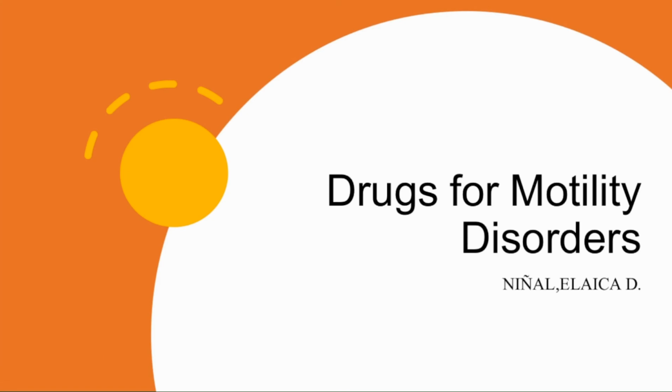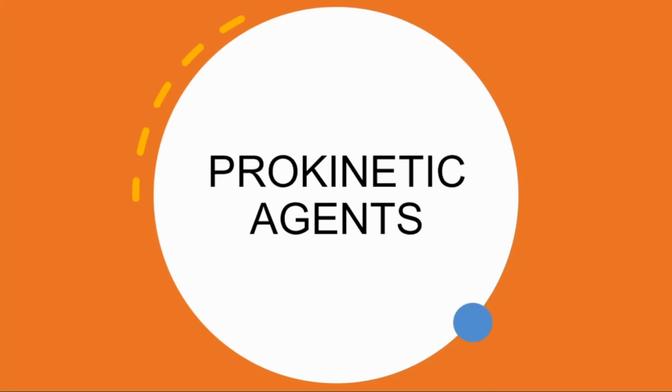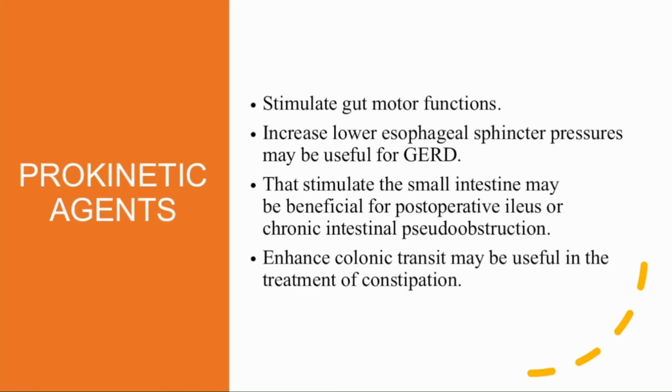Drugs for motility disorder. The first classification of drugs for treatment of motility disorders are the prokinetic agents. These stimulate gut motor functions. They increase lower esophageal sphincter pressure, which may be useful for the treatment of GERD. They also stimulate the small intestine, which may be beneficial for post-operative ileus or chronic intestinal pseudo-obstruction, and enhance colonic transit, which may be useful in the treatment of constipation. These prokinetic agents are metoclopramide and domperidone.